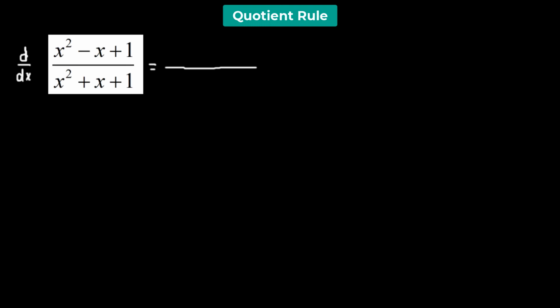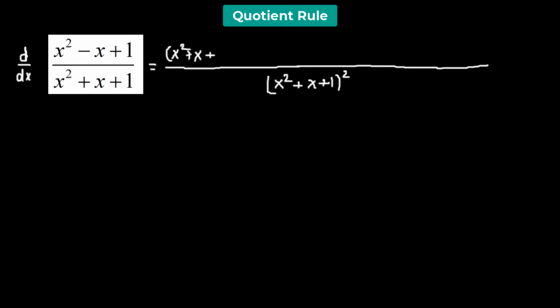We'll start with the function in the denominator, x squared plus x plus 1, square it and write it in the denominator. Then we again begin with the same function, x squared plus x plus 1, times the derivative of the function in the numerator, which is x squared minus x plus 1, minus.